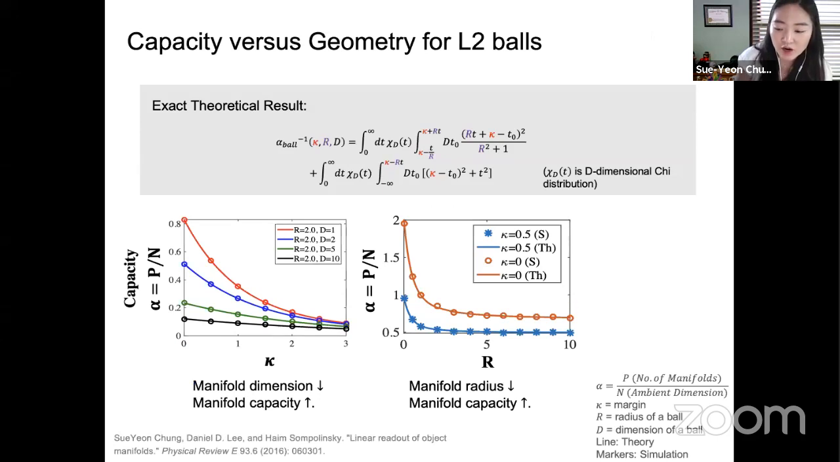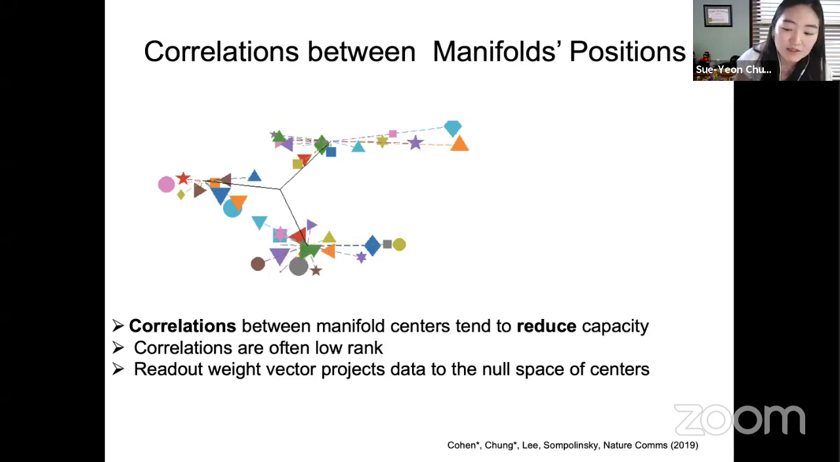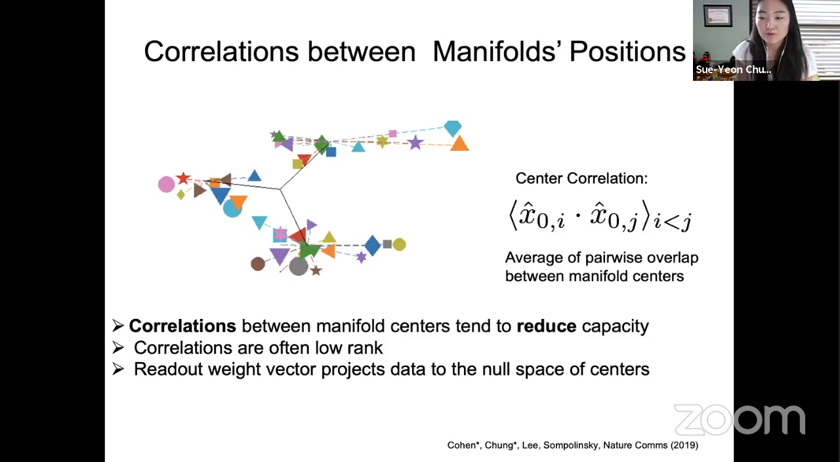So far this was the theory that captures the capacity for L2 spherical balls and the general shaped manifolds in random positions. But in reality, the data also has correlations. So recently we took the correlations between the data into account. What we find is that the correlations between the centers of these objects tend to reduce the capacity, and they're often low rank. This can be taken into account in the theory. For the rest of the talk, I will talk about the center correlation, which is basically the average of the pairwise overlap between the manifold centers.